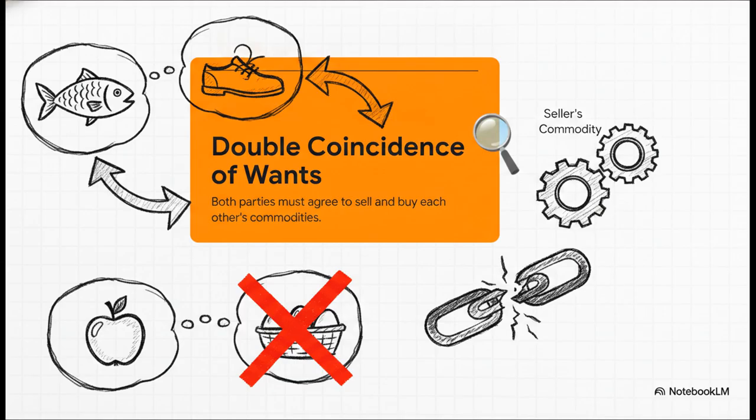Economists actually have a name for this massive headache. They call it the double coincidence of wants. For a successful exchange to happen, both parties absolutely must agree to buy and sell each other's specific commodities. Without this magical coincidence, trade basically breaks down, making everyday business incredibly tedious and inefficient.